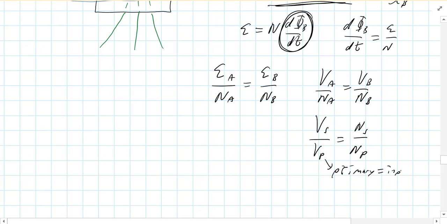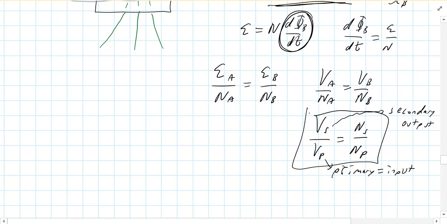That's the input. And secondary, that's the output. So you get this really easy equation for transformers. The voltages are proportional to the number of turns in the coils, or how many coils you have. So a step-up transformer has more coils in the secondary than the primary, and a step-down transformer has fewer. An example of a step-down transformer would be your cell phone charger. A step-up transformer, ComEd has, or your power company has those.